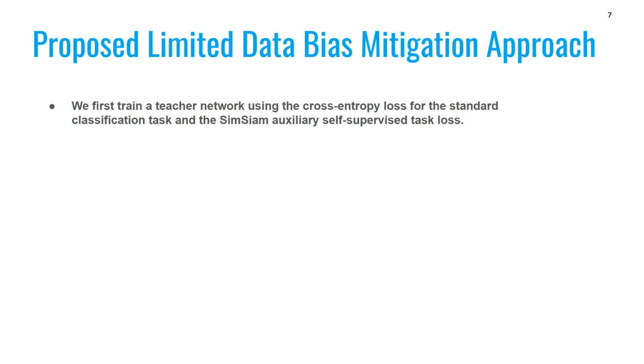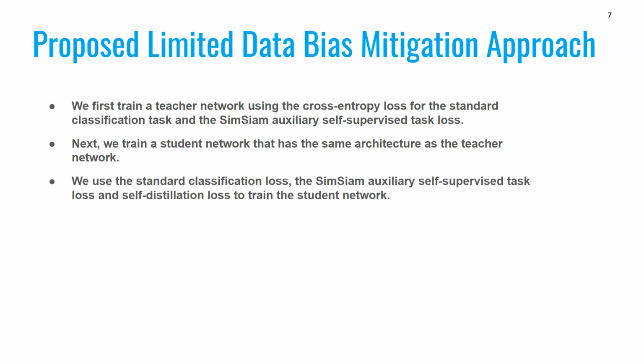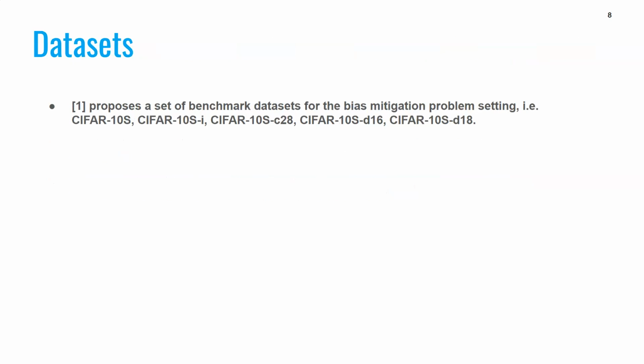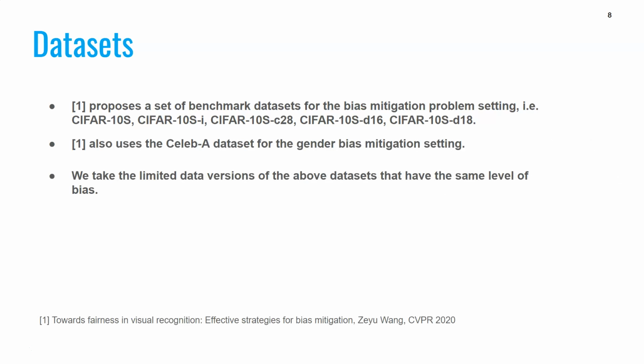We first train a teacher network using the cross-entropy loss for the standard classification task and the SimSiam auxiliary self-supervised task loss. Next, we train a student network that has the same architecture as the teacher. We use the standard classification loss, the SimSiam auxiliary self-supervised task loss, and the self-distillation loss to train the student network. In our approach, we consider the benchmark datasets that are used for the bias mitigation problem. However, we take a limited data version of these datasets while maintaining the same level of bias.